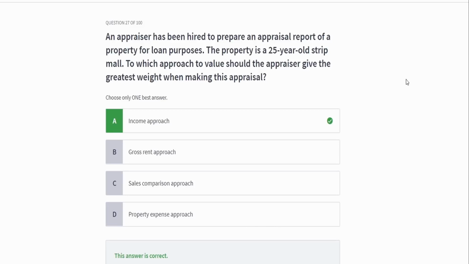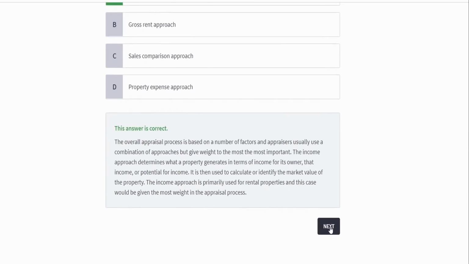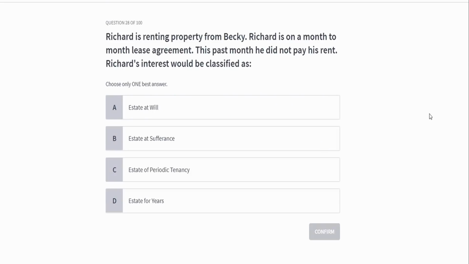So when you're looking at a 25-year-old strip mall, you're going to be looking at its income. How much is it making? Things like that. That is going to have the greatest weight when making an appraisal. So pretty straightforward there. All right, next one, 28.